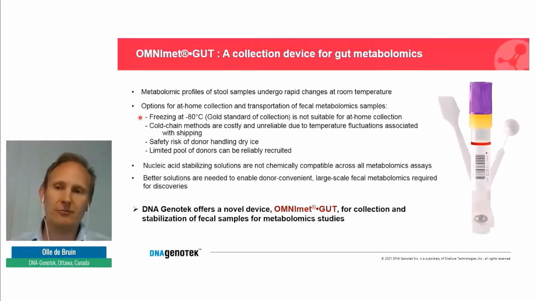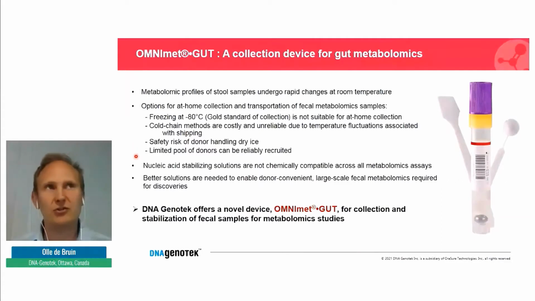The next point is perhaps not as obvious: the gold standard of collection of gut samples, freezing at -80, is not well suited for at-home collection. It relies on cold chain, which is costly and unreliable due to temperature fluctuations associated with shipping. There's also a safety risk for the donor if you choose to ship on dry ice. So if you use the gold standard of collection for metabolomics, you will only reach a limited pool of donors that can be reliably recruited.